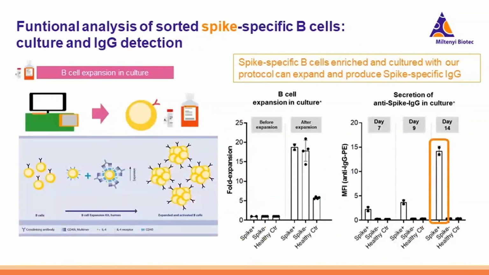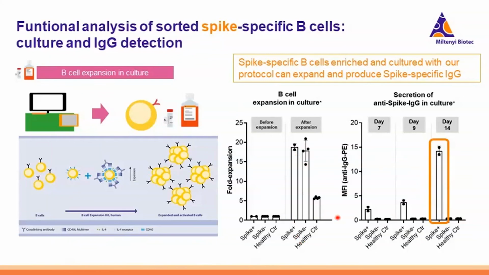As I mentioned, we also put the cells in culture. So we have used our B-cell expansion kit, which consists of a CD40 ligand multimer kit and also an alpha cytokine, which allow a polyclonal expansion of B cells. So we have taken the sorted population, the spike-specific B cells, and also all the other B cells from the negative fraction of the sorting, which we call here spike negative. And of course, both of them expanded in culture because, as I mentioned, this was a polyclonal stimulation.